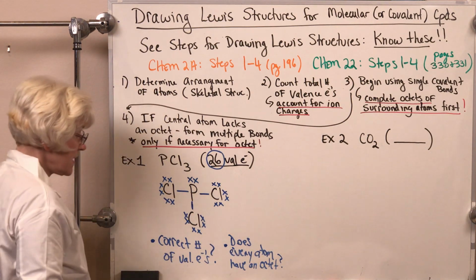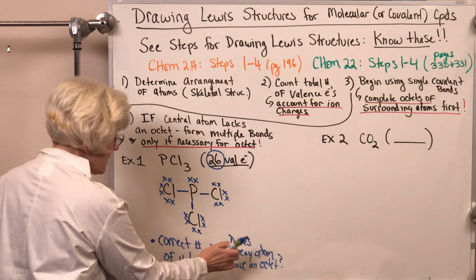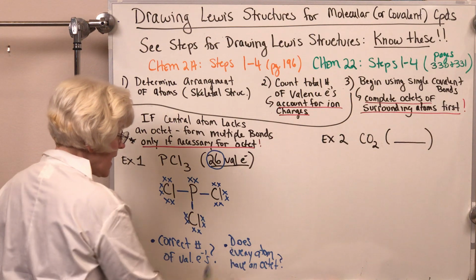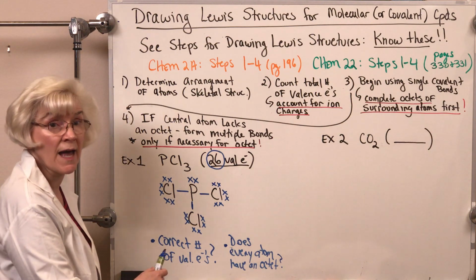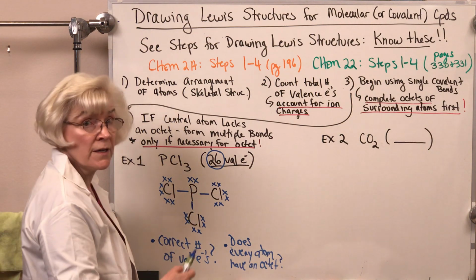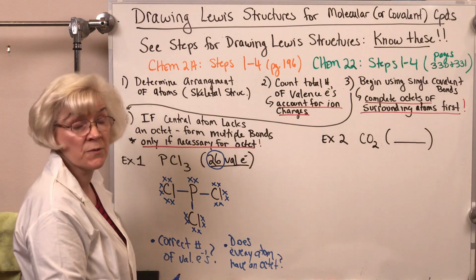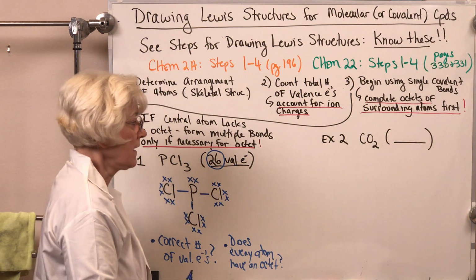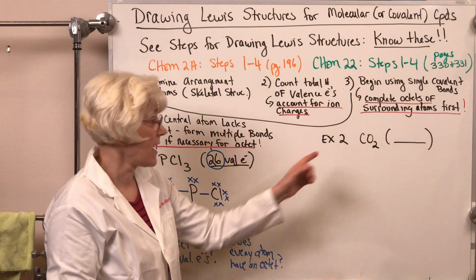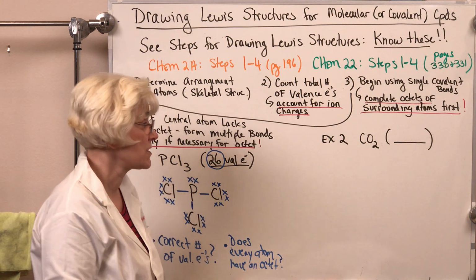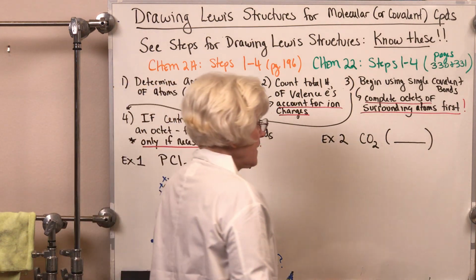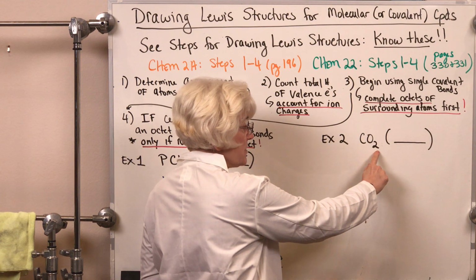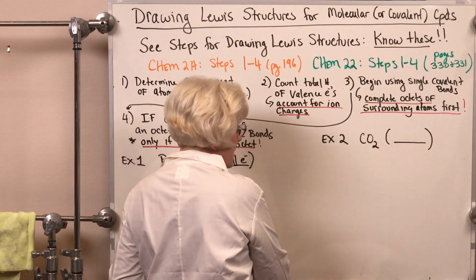If both of these criteria are met, you have the correct total number of valence electrons and every atom has an octet, then you have good confidence that this would be a valid Lewis dot structure for the molecule. Let's take a look at example number 2, which is carbon dioxide. Looking at this formula, we see 1 carbon atom, 2 oxygen atoms.